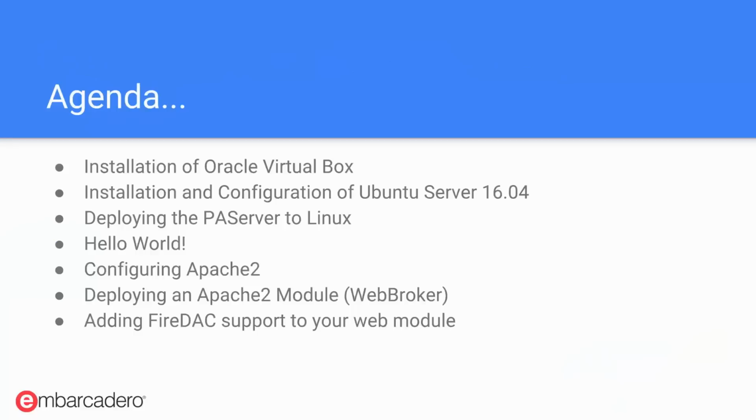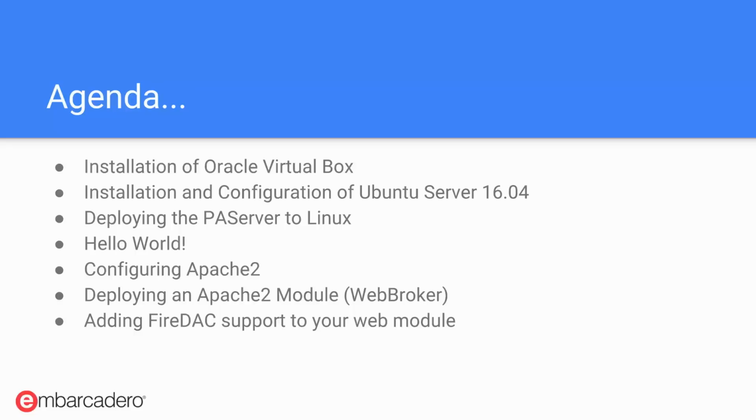So let's take a look at what we'll be covering today. I'm going to get started by installing Oracle's VirtualBox, which will allow us to run a Linux server inside our Windows development machine. There are certain hardware and software requirements for that, which I'll cover shortly, but we will then look at how to install an Ubuntu server into the VirtualBox software. The minimum version of Ubuntu supported by RAD Studio Delphi is Ubuntu Server 16.04.